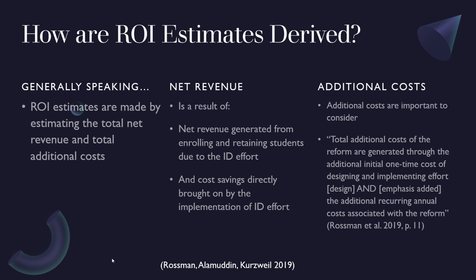The additional costs are important to consider because you just don't know what this might all entail. There's a lot of different avenues and a lot of different facets to consider. But Rossman tells us that the total additional costs of the reform are generated through the additional initial one-time cost of designing and implementing effort, and the additional recurring annual costs associated with that reform. So, how much more money do we have to put in the long run after implementing the design or the course or whatever you want to call it? Is that going to be worth it to see the results that we want to see?